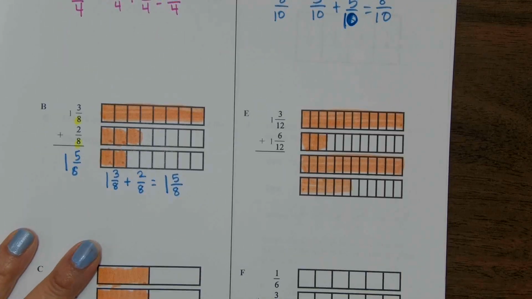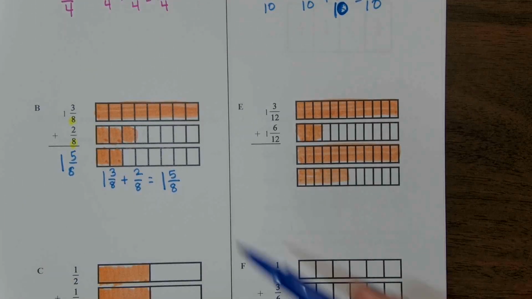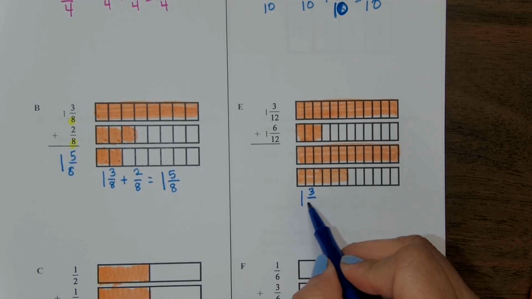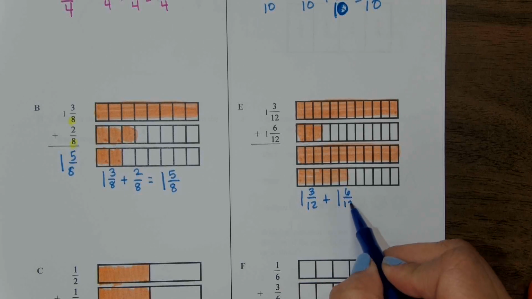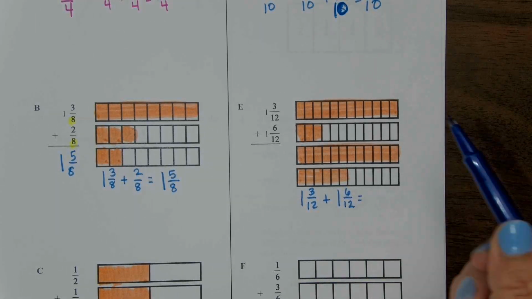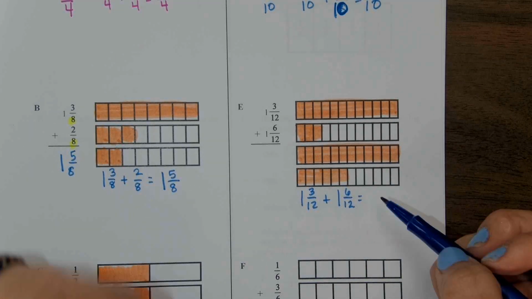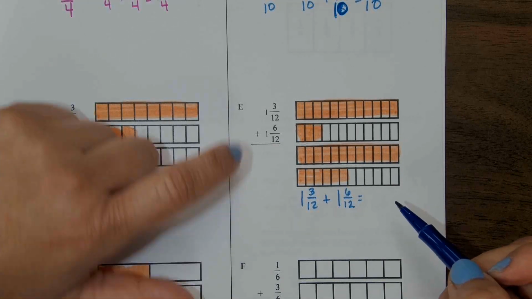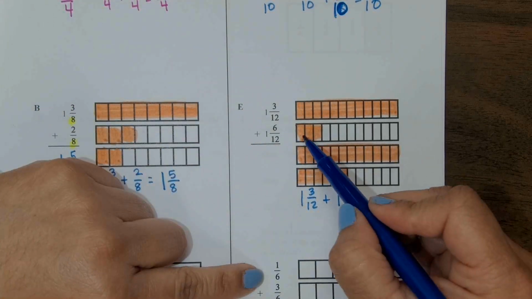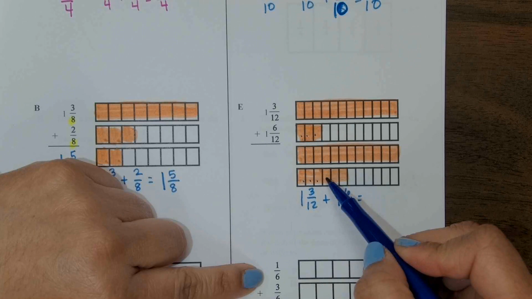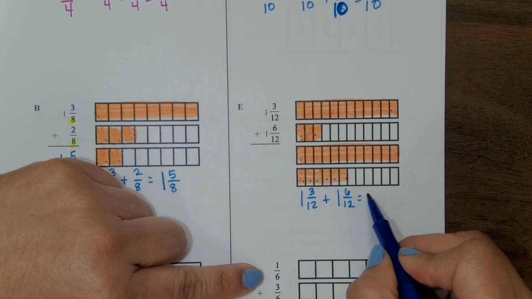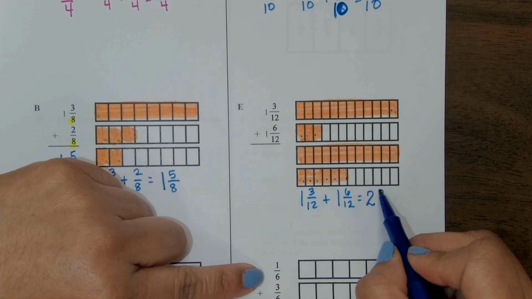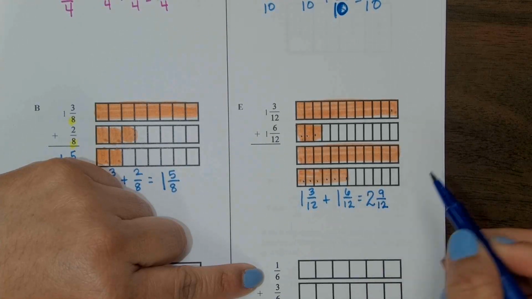So now we are going to add 1 and 3 over 12 plus 1 and 6 over 12. So we know that 6 plus 3 is 9. So we have 9 over 12, 1, 2, 3, 4, 5, 6, 7, 8, 9 over 12, and 2 whole. So my answer is 2 whole and 9 over 12.